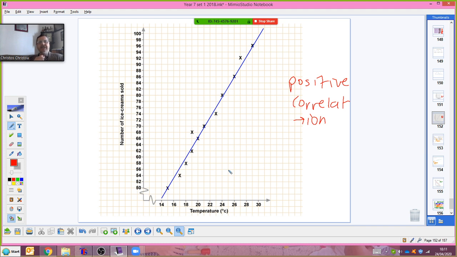So what goes up when the temperature goes up? Does that make sense in everyday life? Okay. So here's a different question. If the temperature is 22 degrees C, how many ice creams would you expect to sell? How would you do that?